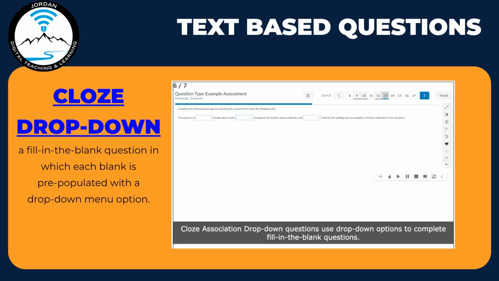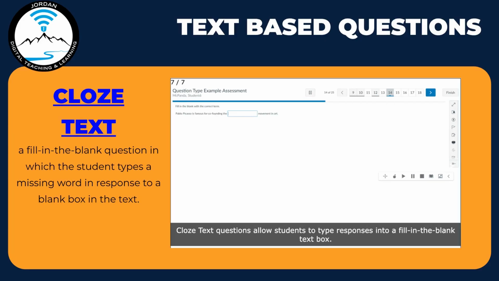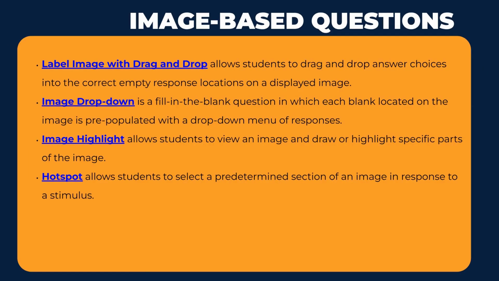In a close drop-down question, each blank in the text is pre-populated with a drop-down menu for students to select the correct response. Closed text questions are fill-in-the-blank questions where students type the missing word directly into a blank text box. Image-based questions offer interactive ways to assess understanding.